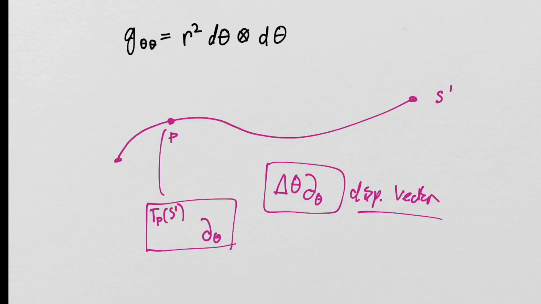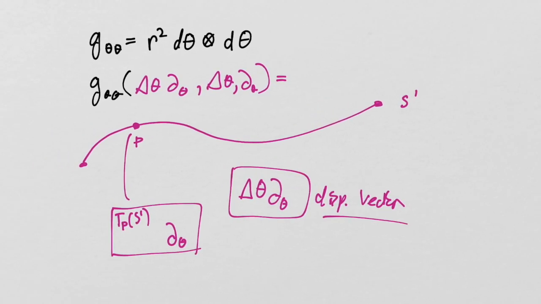So now I can take g theta theta. It's a rank 2, we would normally call it a rank 2 covariant tensor, but it's looking for a vector and another vector, right? And we are going to oblige by putting in this small displacement vector, which is delta theta partial theta, delta theta partial theta. And that is going to equal literally this thing operating on these things.